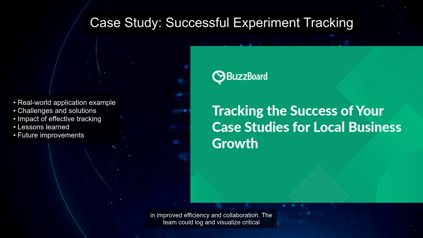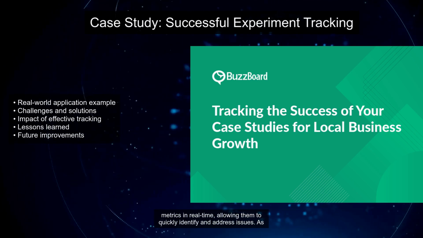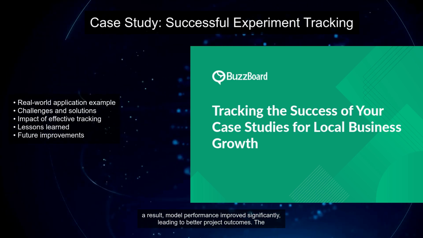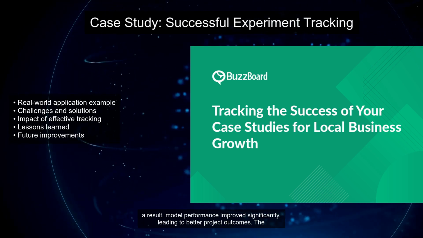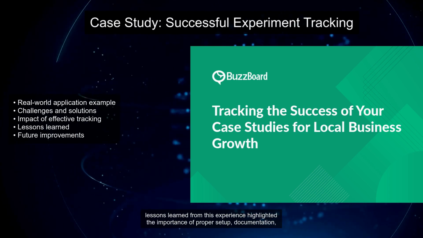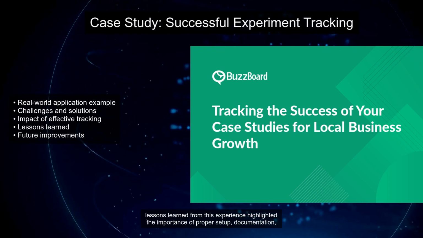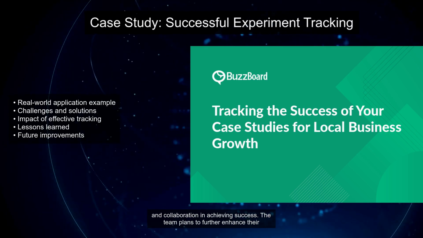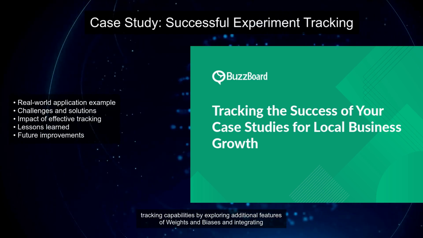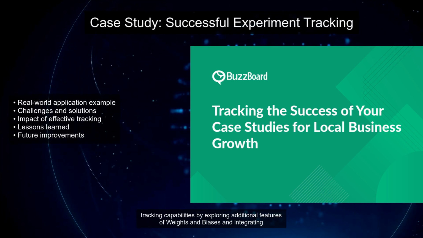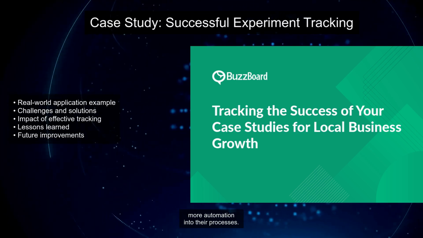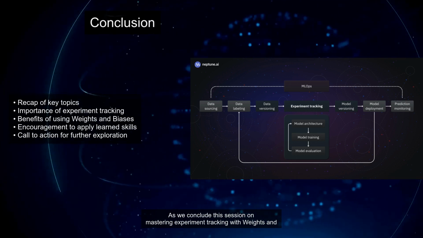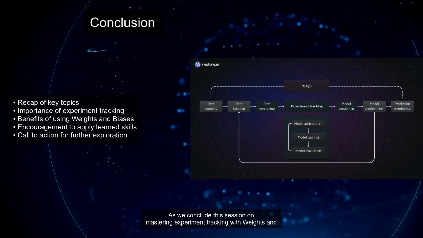The team could log and visualize critical metrics in real time, allowing them to quickly identify and address issues. As a result, model performance improved significantly, leading to better project outcomes. The lessons learned from this experience highlighted the importance of proper setup, documentation, and collaboration in achieving success. The team plans to further enhance their tracking capabilities by exploring additional features of Weights and Biases and integrating more automation into their processes.